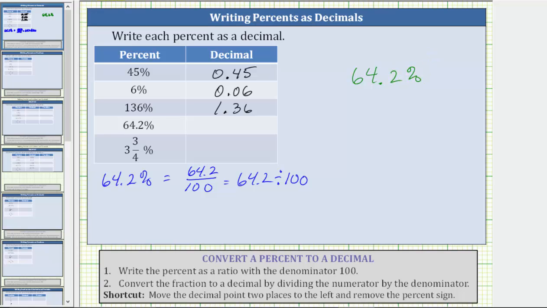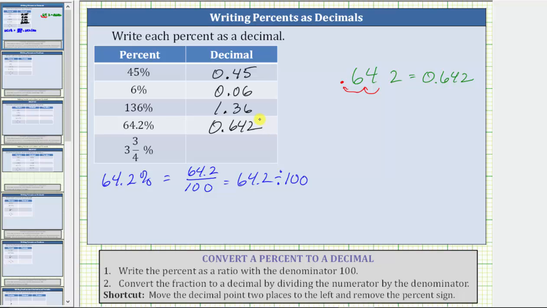But again, we are just going to use the shortcut, beginning with 64.2%. Move the decimal 2 places to the left, 1, 2. The decimal point is now here. We remove the percent sign as well as the old decimal, which gives us 0.642, which is the decimal for the given percentage.